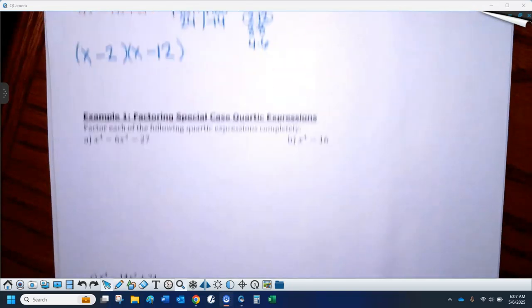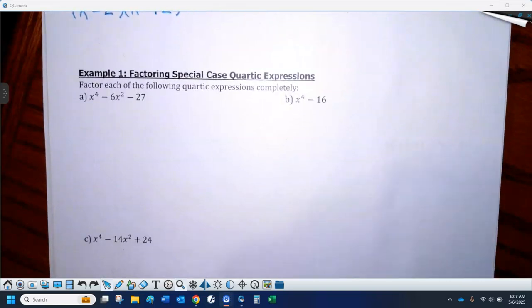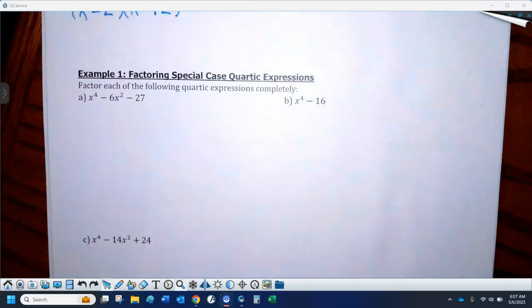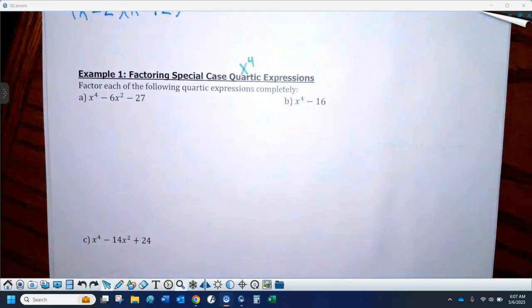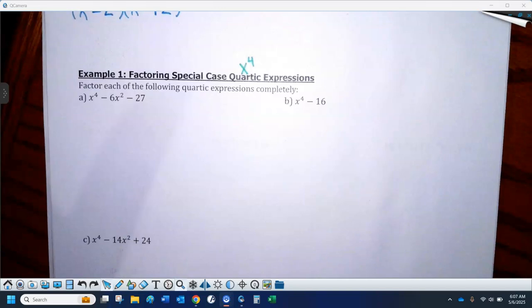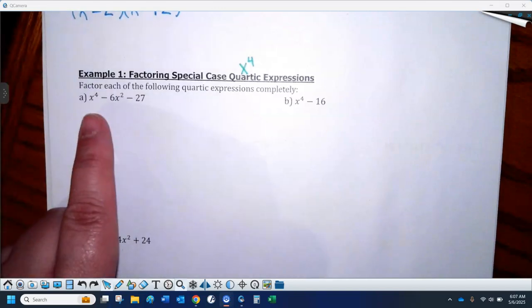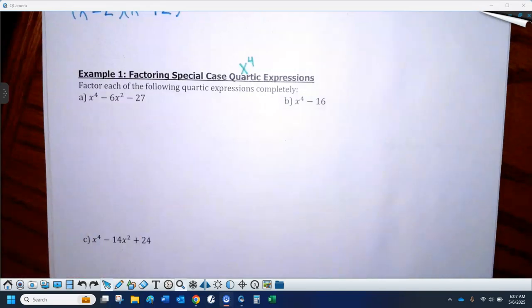We've already done those. What I'm going to add into the mix today, these are quartic. As you can see, quartic, and that just means your highest power of x is x to the fourth. These are actually very, very similar to the questions that we just did. There is one slight difference, other than the exponents being different, with how you factor. Okay, so this is x to the fourth minus 6x squared and then minus 27.